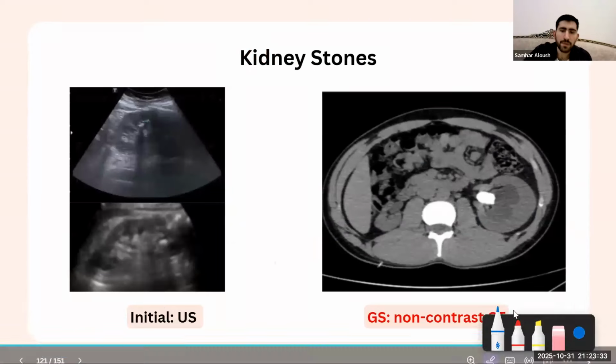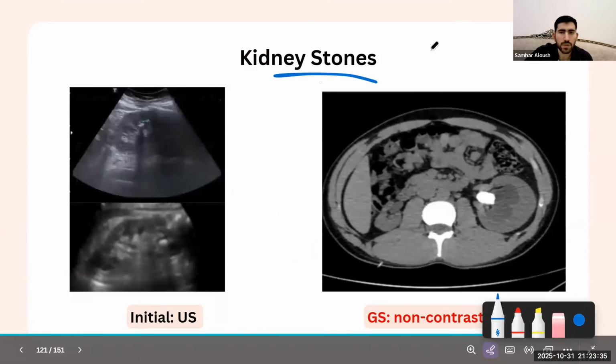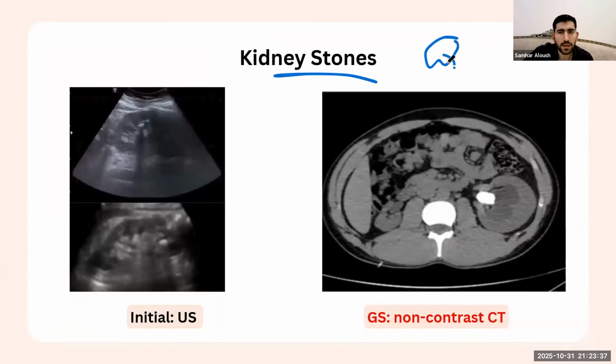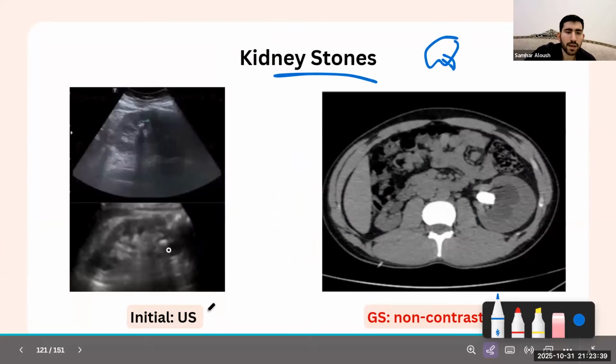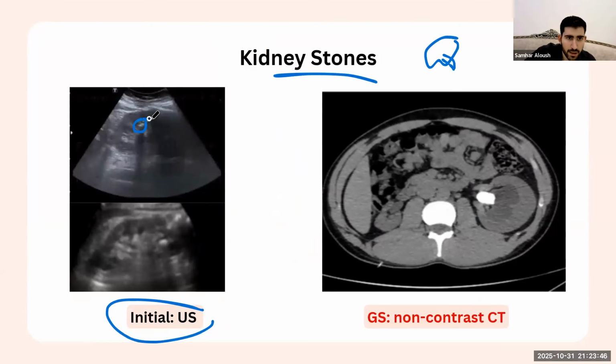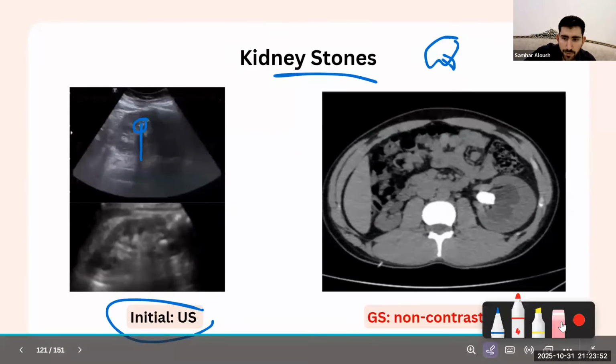Okay, first we have what we already discussed, which is kidney stones. Kidney stones is a stone in the kidney or pelvis, whatever. Initially, we do ultrasound. How does it look in ultrasound? Hyperechoic area with shadowing behind it. I don't need to write on it so that you can see it. Look here how.